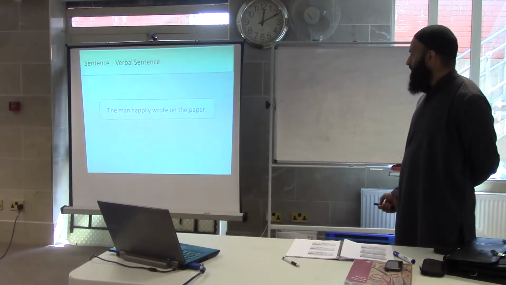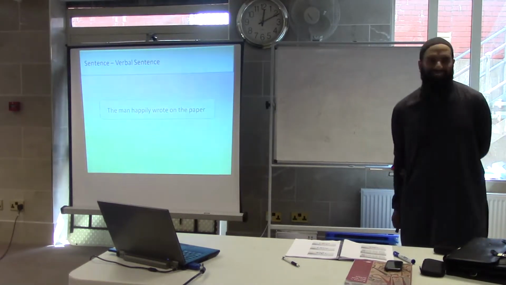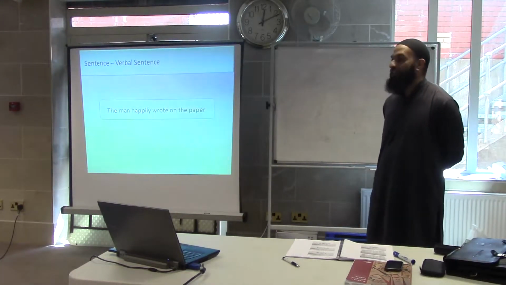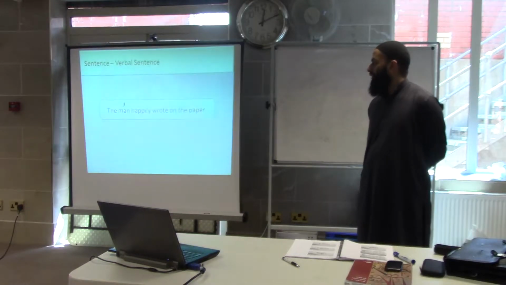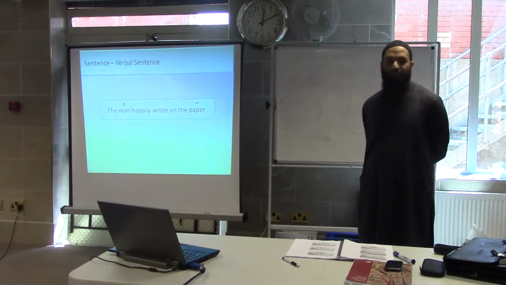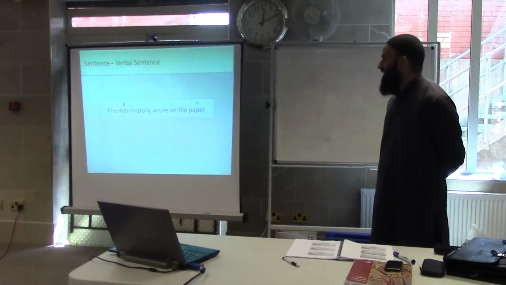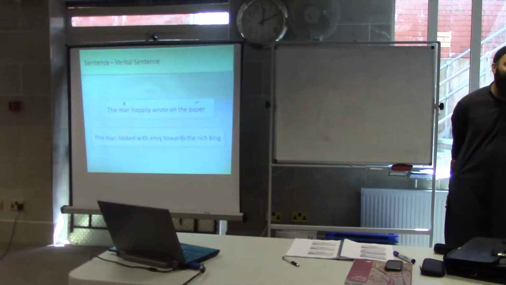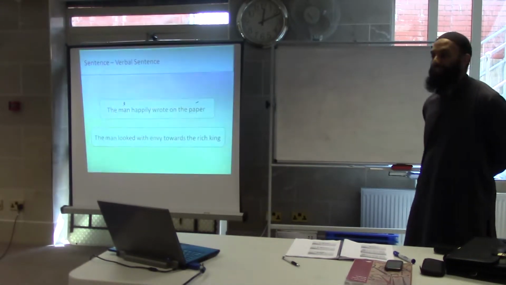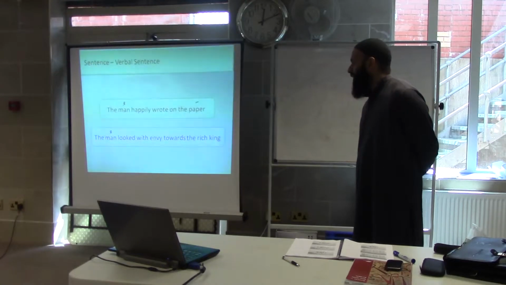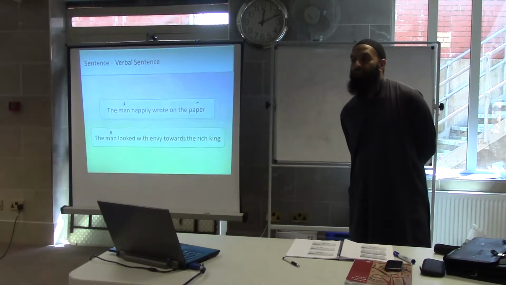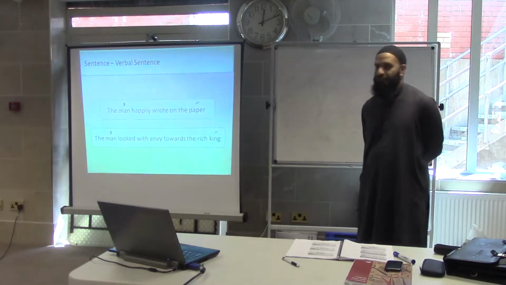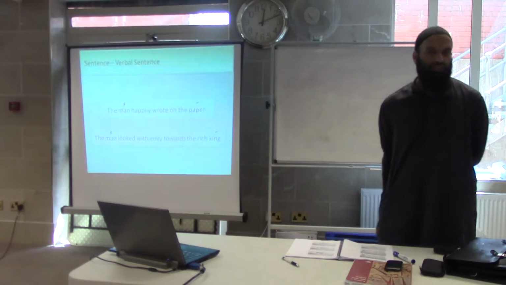Okay. The man happily wrote on the paper. The man. Who's marfu? The man's marfu because he's doing the writing. Wrote is the verb. Paper. So happily is just there to confuse you. Okay. The man looked with envy towards the rich king. Who's the doer? The man because he's doing the looking. What's being looked at? The king. Rich or king? King. Okay, do you understand that? So that's what it is, but in Arabic.